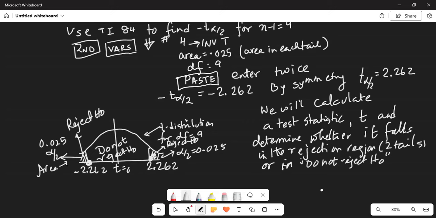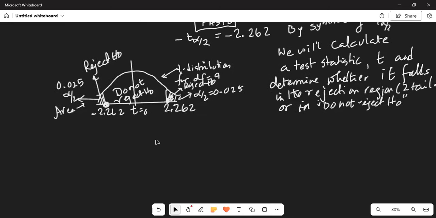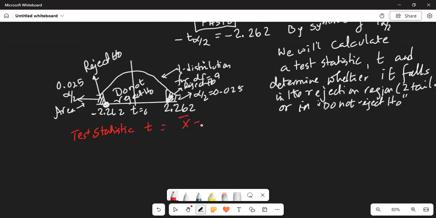Okay, so we have to calculate the test statistic. How do I do the test statistic? Let me use a different color. The test statistic T is given by x bar minus mu 0 over S divided by square root of n. Let me explain each of these terms.